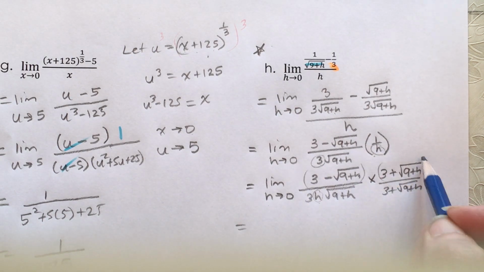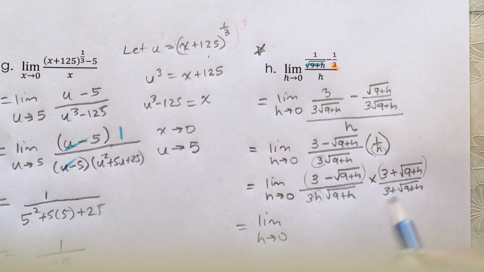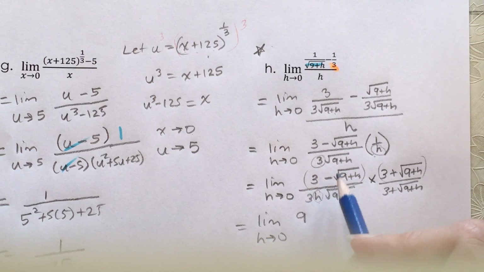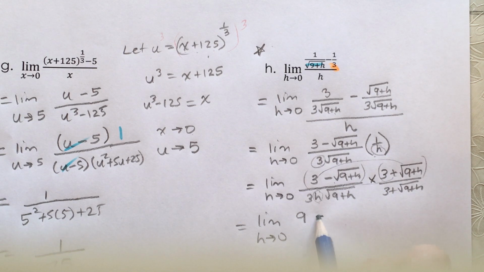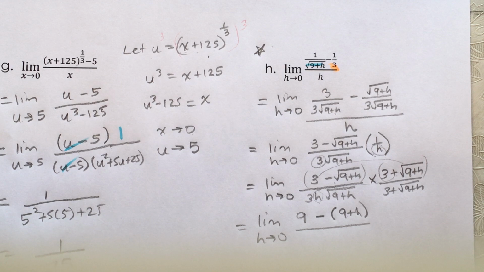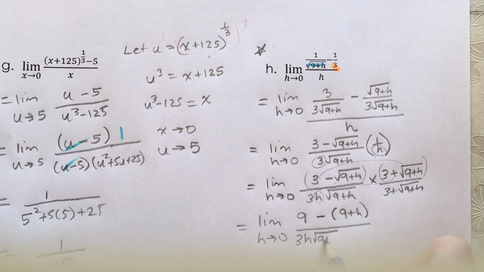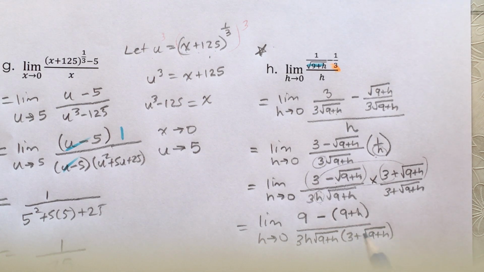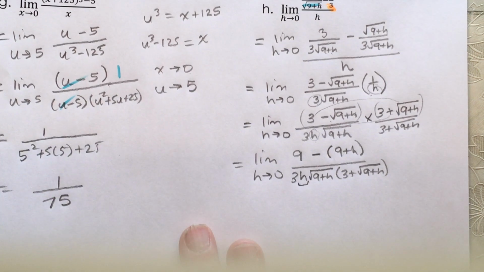So remember, we're doing this FOIL kind of in our heads in the numerator. So that's going to give us 9. And then the outer and the inner will cancel out. And then minus times a positive is a negative. The root goes away, but we're subtracting the whole part that was underneath the square root sign. And then the denominator is just going to be really nasty here. So 3h root 9 plus h times 3 plus root 9 plus h. But we're still hoping that this problematic h right here is going to be able to be divided out.